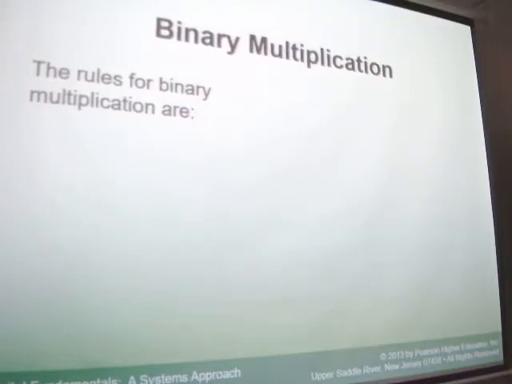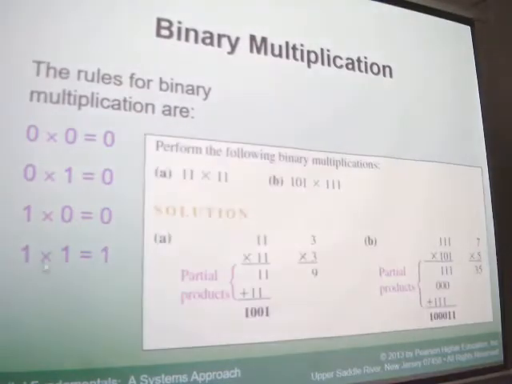And binary multiplication. We only need to know that 1 times 1 equals 1, and the others are 0. This is 2-bit binary number multiplication, and this is 3-bit binary multiplication. The rules are all the same.